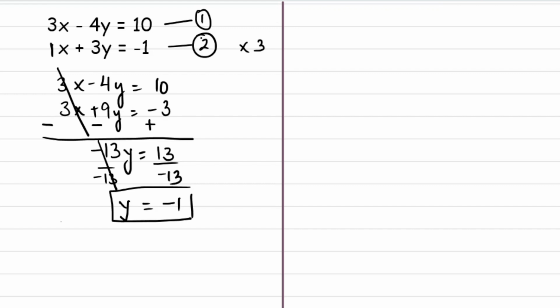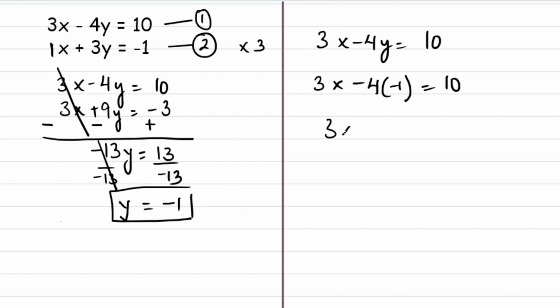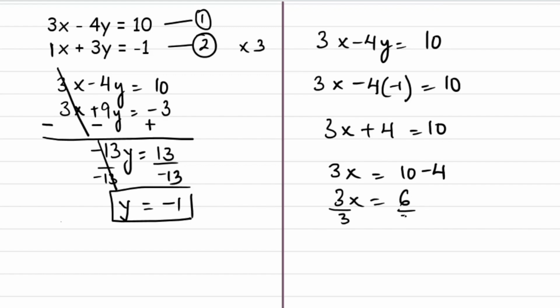Whichever equation you want to put it back in is totally your choice. I will put it in the first one. So 3x minus 4y equals 10. So it's 3x minus 4, y value is minus 1, equals 10. So 3x minus 4 times minus 1 is plus 4, equals 10. 3x equals 10 minus 4. It's just a linear equation in the variable x. So 3x is equal to 6, divided by 3, and x comes out to be 2.